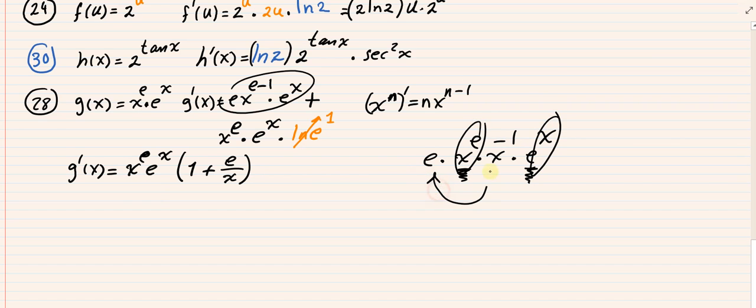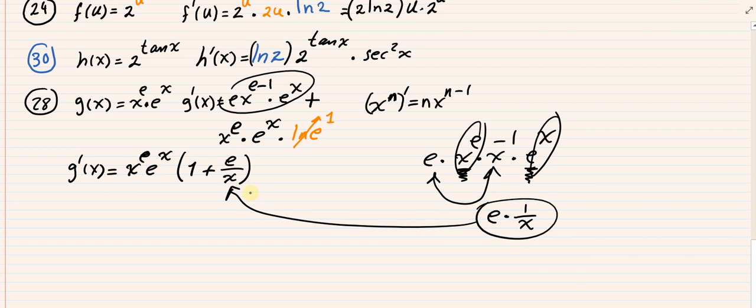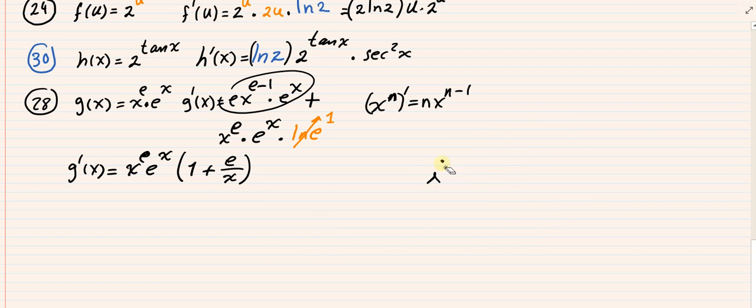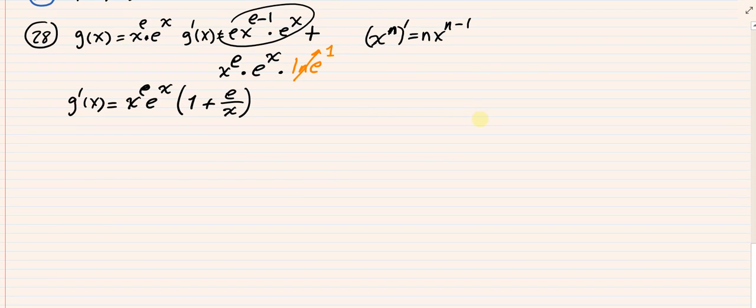All that remains are e times x to negative 1, and x to negative 1, you can write it as 1 over x, and hence the fraction that I got. Okay, and there you have it. So we're done with this exercise number 28, and the next one I had in mind was exercise number 36.